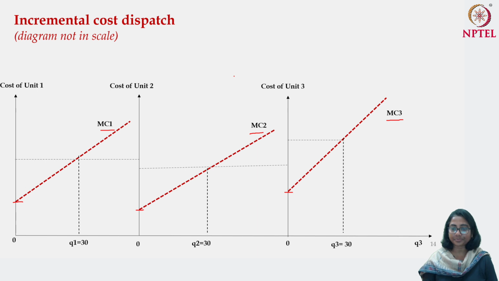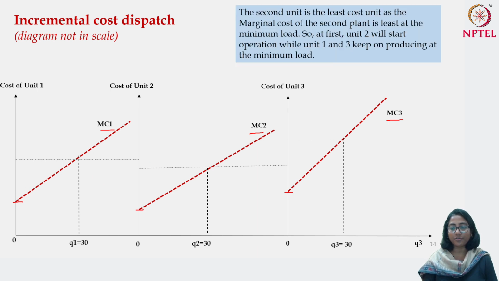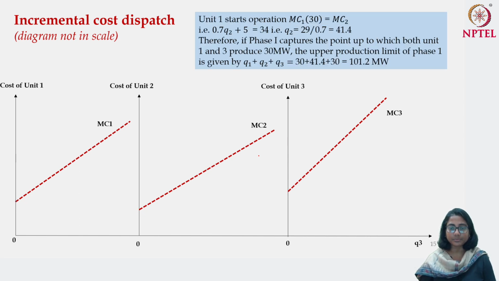How do we see that? If all of them produce 30, then the minimum marginal cost is obtained here. This is the minimum marginal cost that you have, and this is happening for the second plant. The next higher marginal cost is here for plant 1, and the highest marginal cost, which is actually quite high as compared to 1 and 2, is here. So the second generating unit is the most efficient unit, followed by the first, and then the third.